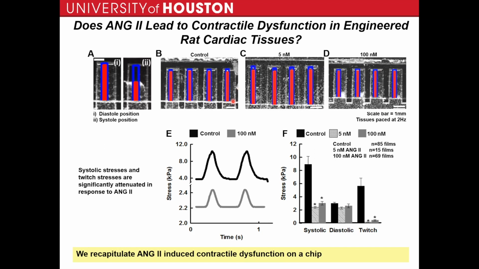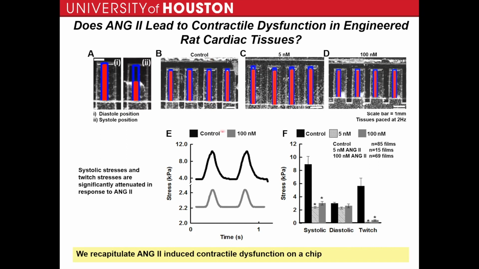And so we're tracking the deflection of these films, and then we're able to quantify the stress generation because we know the thickness of the films, and we can use a modified Stoney's equation to calculate the force. What we saw within this, and you can definitely appreciate it from the movie, where B is the control, and C and D are the angiotensin II treated tissues, is a significant decrease in the contractile stress being generated by the tissues that have been treated with angiotensin II.